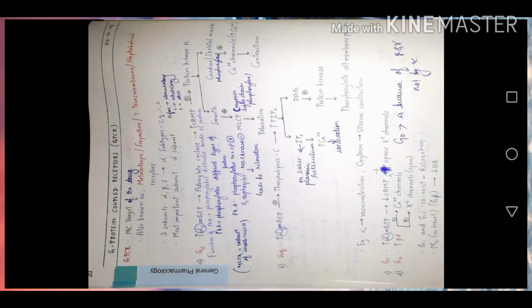And what does GS subtype cause? It causes the contraction. So we see the side effect of salbutamol is palpitation in cardiac, and in skeletal muscle we see it as a tremor. So beta 2 receptor and salbutamol is the example.